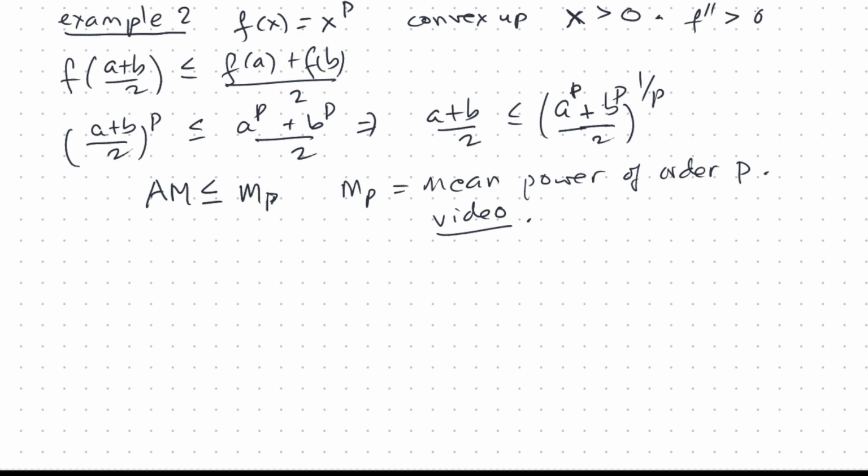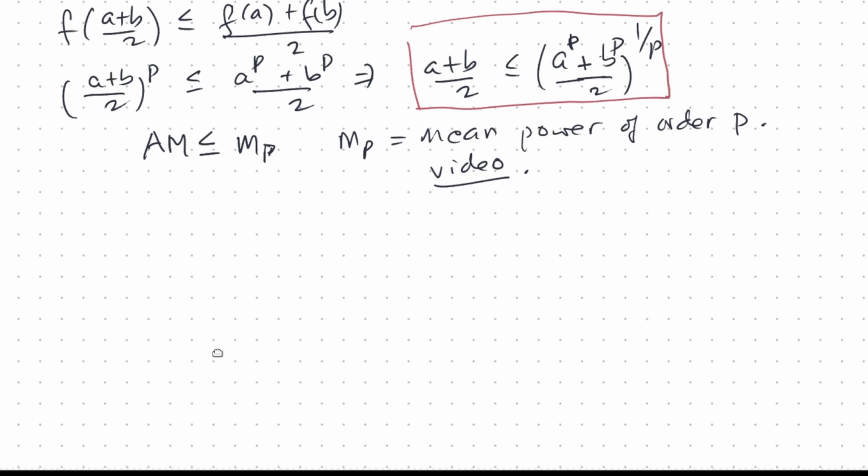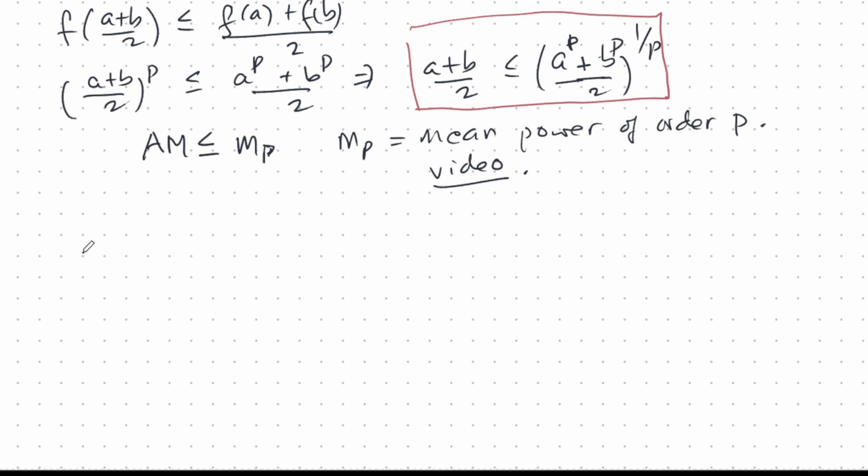So this is another very pretty inequality that just flowed like magic from a convex function. We had a convex function and poof, we get an inequality. So it seems that every time we have a convex function, we also have an inequality that flows from it.